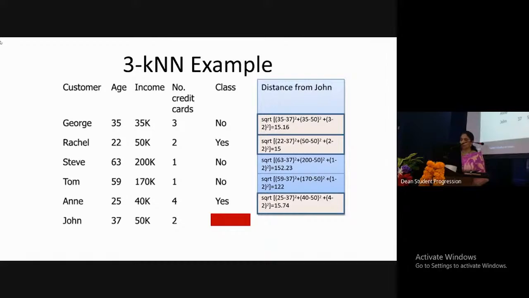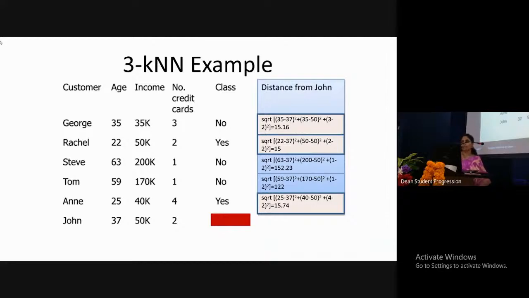If I need to build a model, KNN, as I told you, is instance-based learning. It's a lazy evaluation thing. It will not build a model and keep things ready. What it does is, at that particular instance when I have John here, it will directly calculate with the other values that are there in your data set. So I take the distance of John from George, Rachel, Steve, Tom, and Annie.